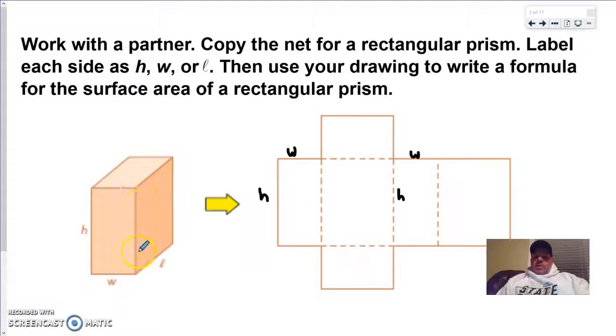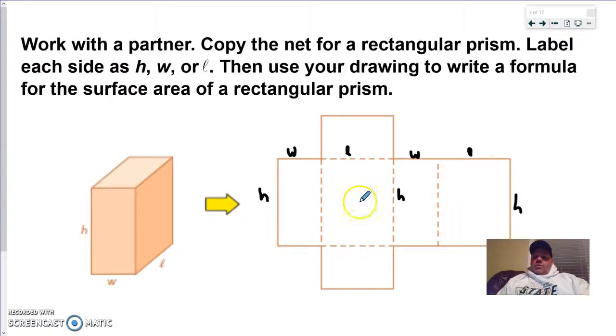Now, right here in the middle, we have this big one that's right here, and we had a height right there for this side. So this one will then be a length. So we know that that is a length. This would also be a length right here. And then we would have this one be a height.